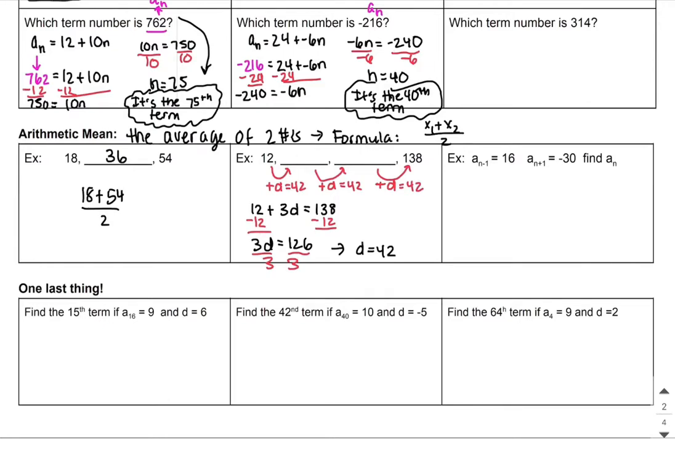So 12 plus 42 gives me 54. 54 plus 42 gives me 96. And then 96, if I wanted to check it, if I added 42 to that, I would get 138.